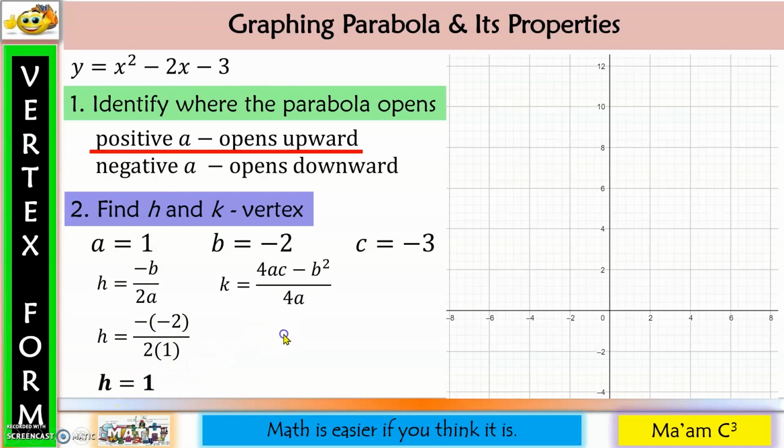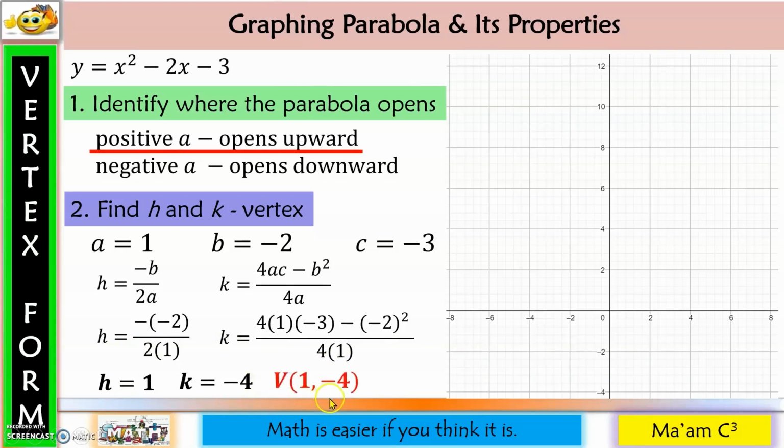Now for our K, let us substitute the values. So 4 times A, which is 1, times C, which is negative 3, minus our B, negative 2, squared, all over 4 times our A, which is 1. So 4 times 1 times negative 3 is negative 12. Negative 2 squared is 4. So negative 12 minus 4 is negative 16. Divided by 4, our K is negative 4. This is now our vertex. So vertex is 1, negative 4. Let us plot it now. 1, negative 4. Our vertex.